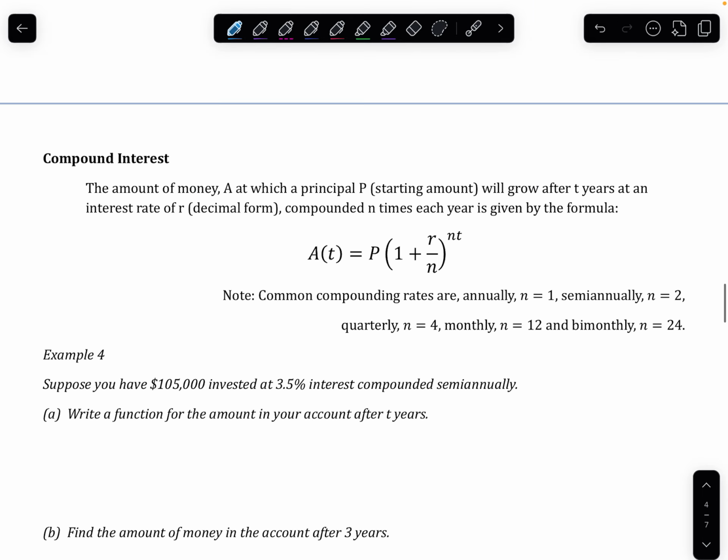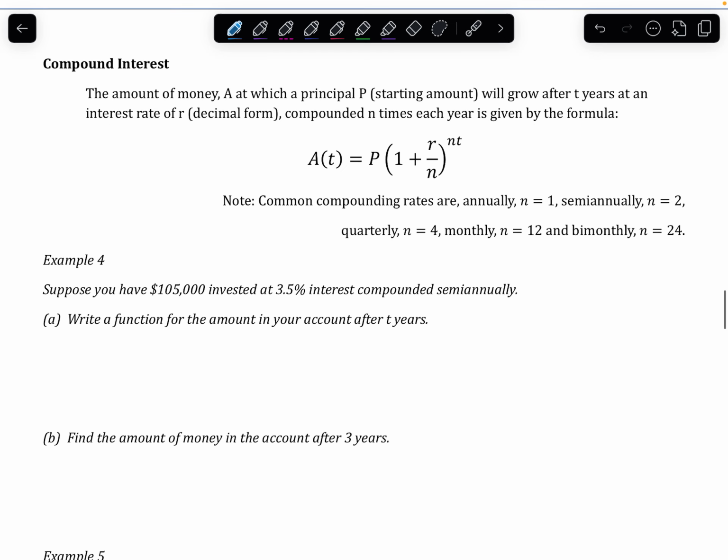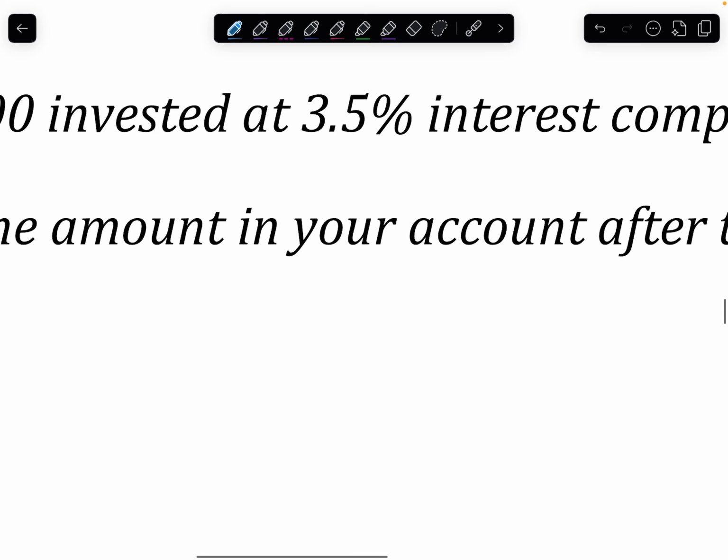Next, we have our compound interest. The compound interest formula is on your formula chart. This deals with money and how it can be compounded. Everything's labeled up here in your formula, so just pay attention to what goes in for what place. All right, first one: suppose you have $105 invested at 3.5% interest compounded semi-annually. First thing we want to do is write a function for the amount in your account after t years. So we're going to call it A of t, since that's what the formula calls it.